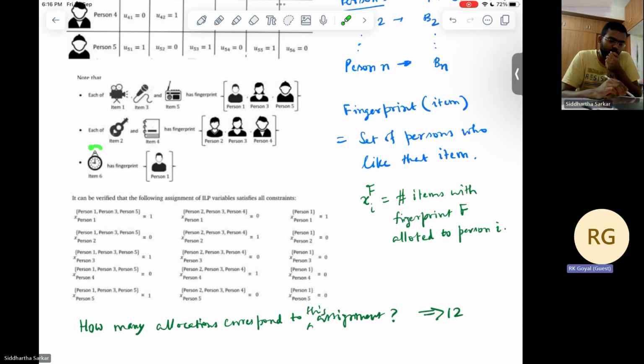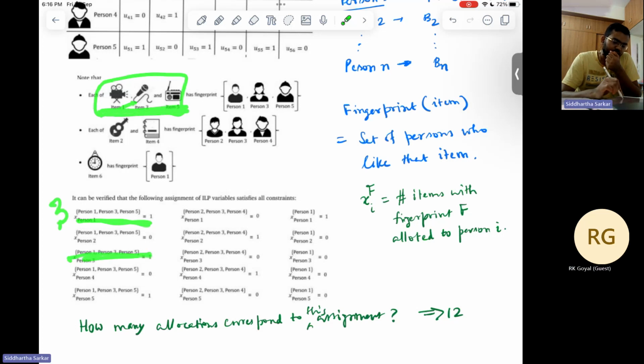Yes, the clock is given to person 1 because only person 1 likes the clock. Now, person 1 is given one of these items we know. So there are three possibilities. And then once one of the items is fixed for person 1 from this list, for person 3, again person 3 is given one item from this list. Two choices are left. So 3 into 2, 6 possibilities.